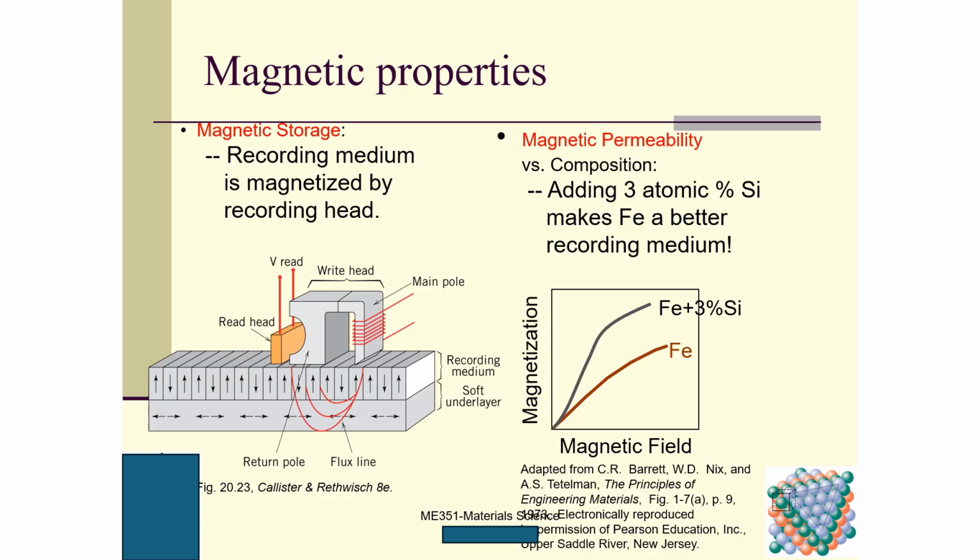Magnetic permeability versus composition. You can see, okay? If we add 3 atomic percent of silicon, we can make this iron a better recording medium. You can see the magnetic field and the magnetization, and the composition of this silicon matters a lot.